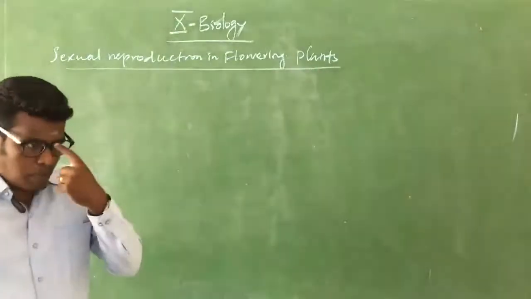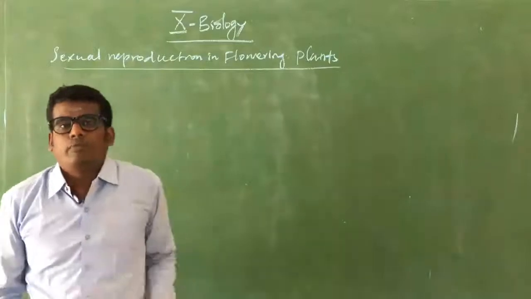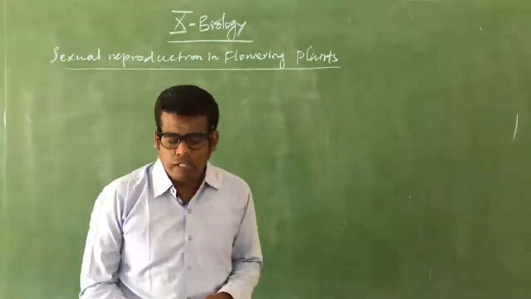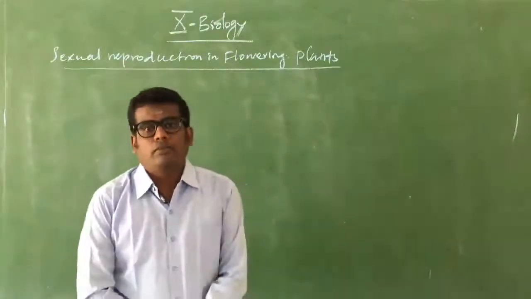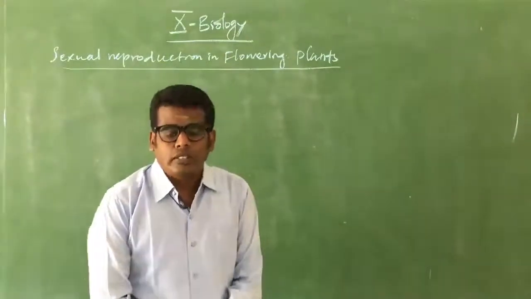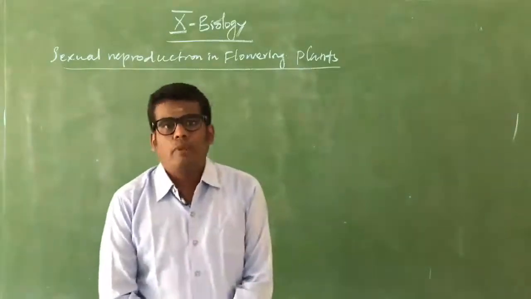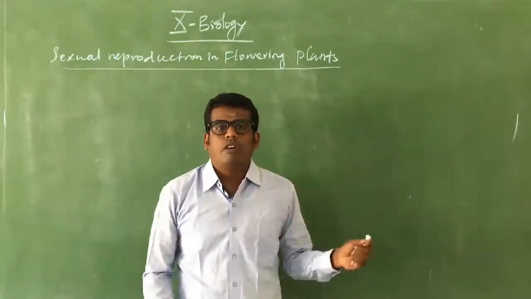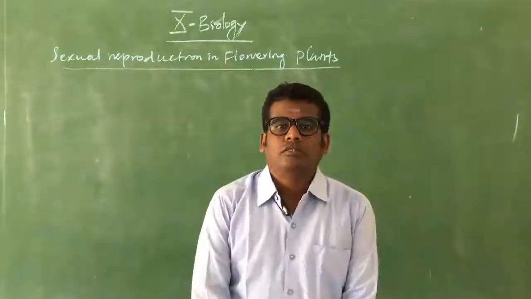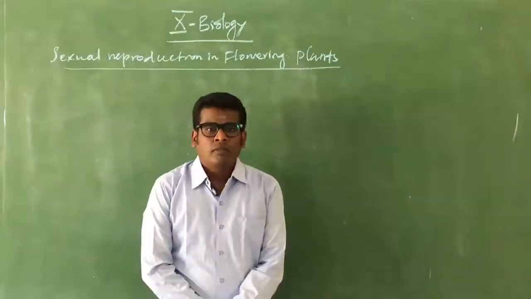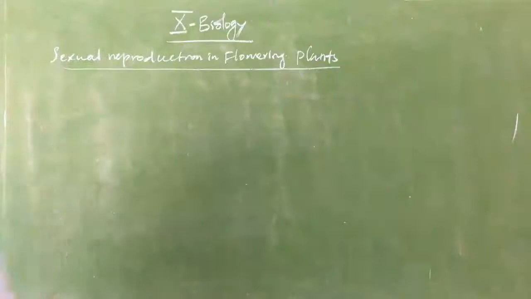Usually in the public exam, a compulsory 3-mark or 5-mark question will come from sexual reproduction in plants and in human beings. A 3-mark or 5-mark question will compulsorily come from this chapter. Okay, now, sexual reproduction in flowering plants.